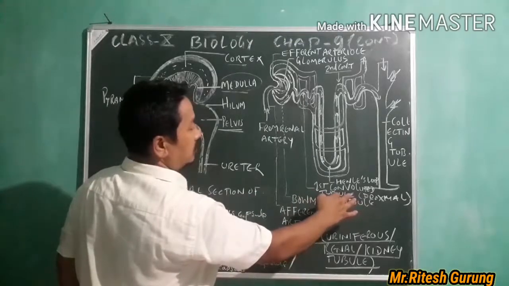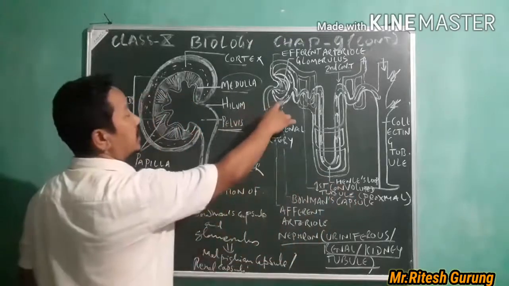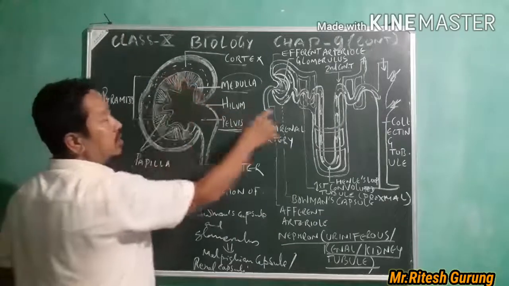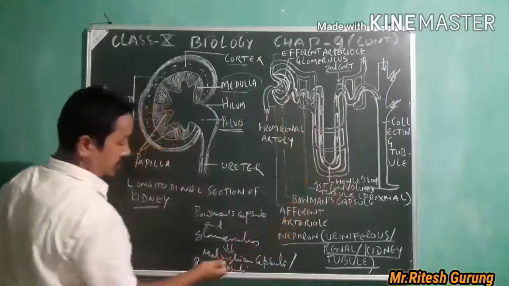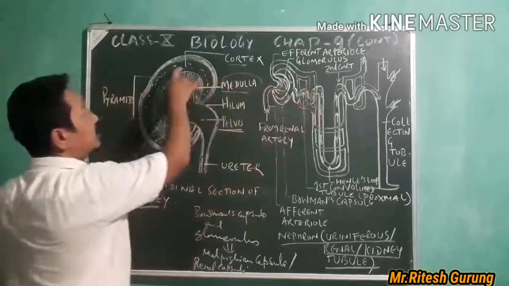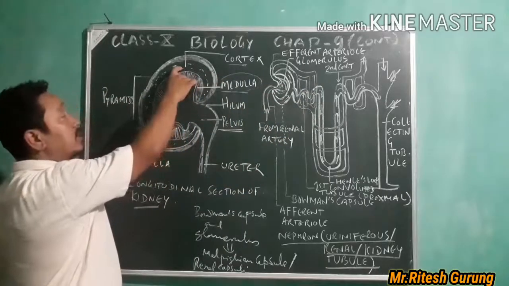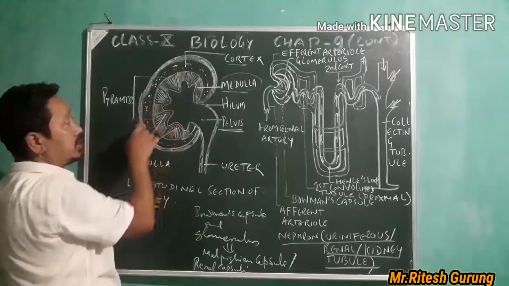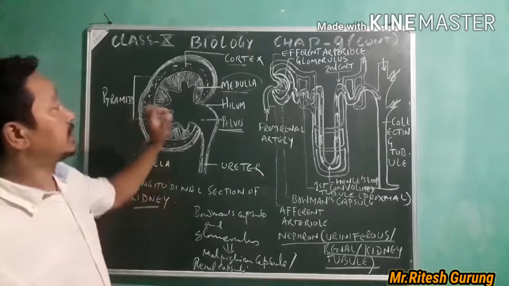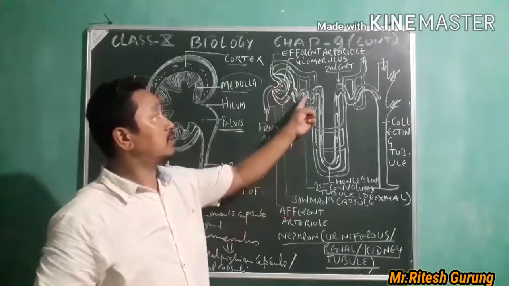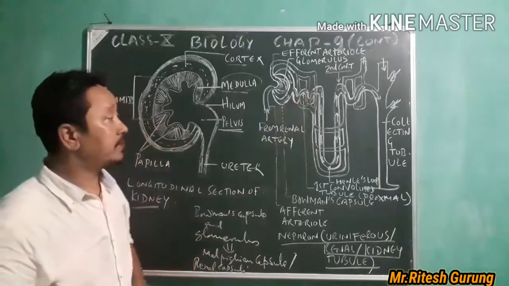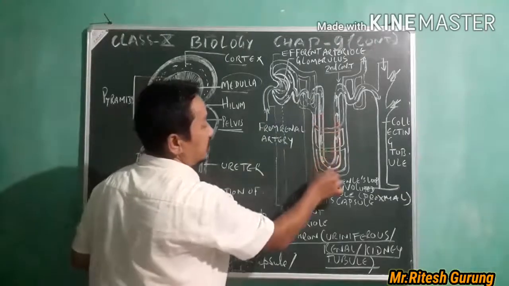This proximal convoluted tubule and the Bowman's capsule, or the Malpighian capsule or renal capsule, are found here in the cortex region of the kidney, giving the dotted appearance. See here, you see the appearance to be dotted. This dotted appearance is given by the Bowman's capsule and the first, or proximal, convoluted tubule.